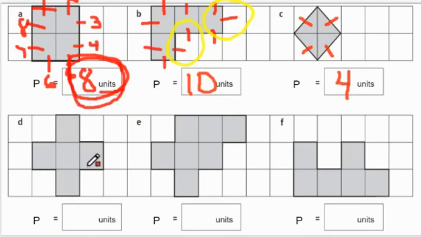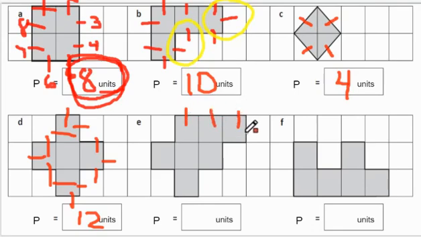Here's one that's got lots of corners. 1, 2, 3, 4, 5, 6, 7, 8, 9, 10, 11, 12. My perimeter, 12 units. Pretty easy, right? Okay, next. 1, 2, 3, 4, 5, 6, 7, 8, 9, 10, 11, 12, 13, 14.